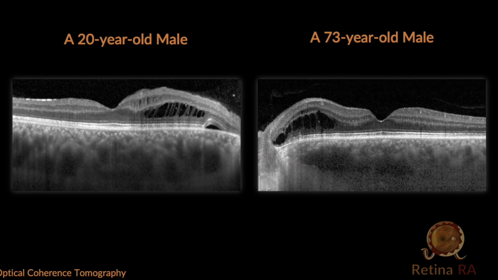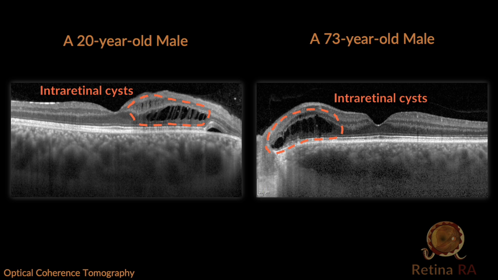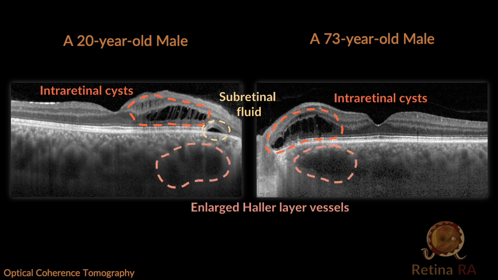Both patients have bilateral signs, but the right eye of Case 1 and the left eye of Case 2 show the similarity well, so we will go on with these eyes. At nasal side of the macula, both patients have larger cysts in outer nuclear layer and small cysts in inner nuclear layer. Case 1 has subretinal fluid adjacent to the optic disc. This is not a pigment epithelial detachment. Both cases have enlarged Haller's layer vessels at nasal side.